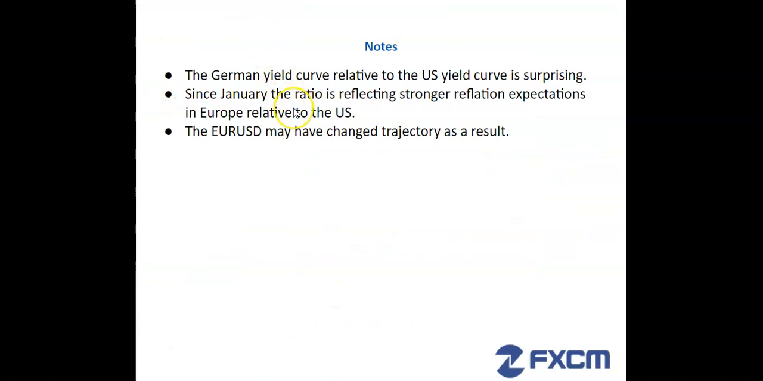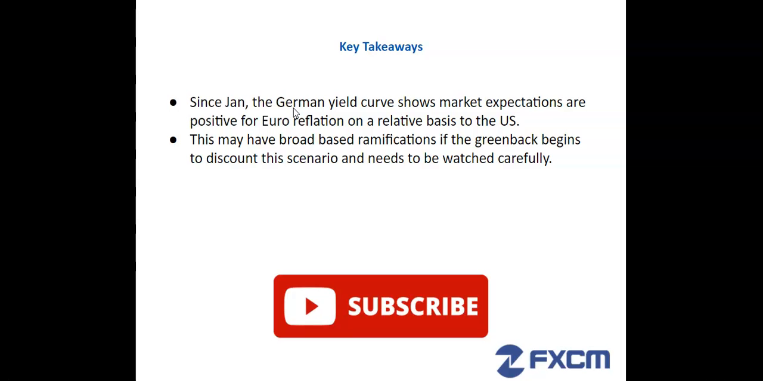Now, let's just end off with some key takeaways. Since January, the German yield curve shows that market expectations are positive for euro reflation on a relative basis to the US. Now, this can have broad-based ramifications if the greenback starts to discount the scenario. So we need to be watching this very carefully indeed.